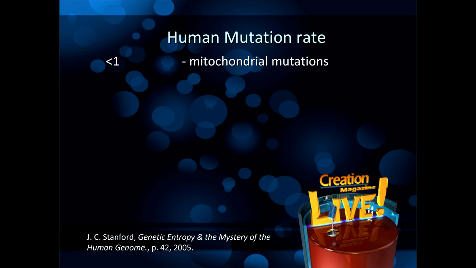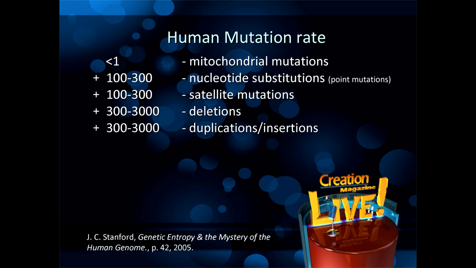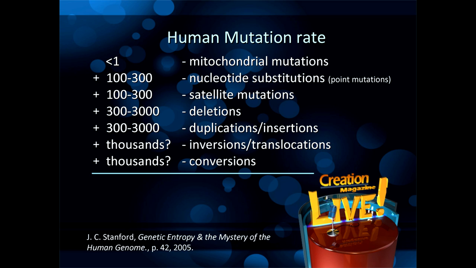If we were to add up all of the different types of mutations in the human genome, it would look something like this. In the mitochondrial DNA, it's quite stable. There's less than one new mutation per generation. In the nucleotide substitutions, those point mutations that we talked about earlier, 100 to 300 mutations there. Satellite mutations, another 100 to 300. Deletions account for 300 to 3,000, and another that many duplications and insertions. Thousands for inversions, translocations, and again, thousands of conversions. All of that adds up to thousands of mutations per person per generation.